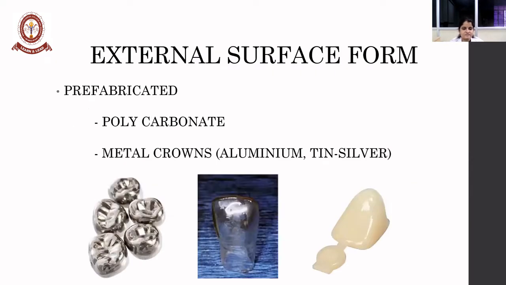According to the external surface form, as we have already told you, prefabricated. The prefabricated material types are polycarbonate and metal crowns, that is aluminum or tin silver oxide. As you are seeing in this picture, these ready-made crowns are available. We have to slightly adjust them, and make sure that they are attached to the teeth with the help of cement.